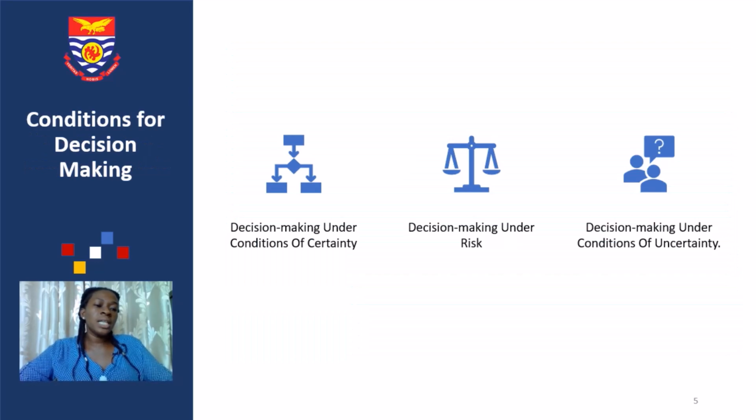There are some conditions that would make managers take decisions, or conditions for decision making. One of them is decision making under conditions of certainty. There are some things that surely always happen, for which we have to decide what to do. When it comes to programmed decision making, these are things that always happen, and so we need to have a standing plan for it, so whenever it happens, you know what to do about it.